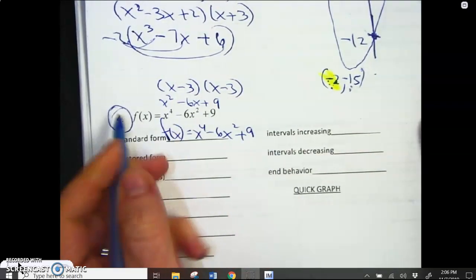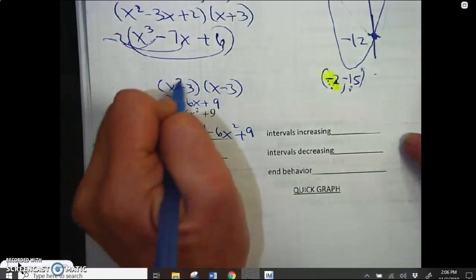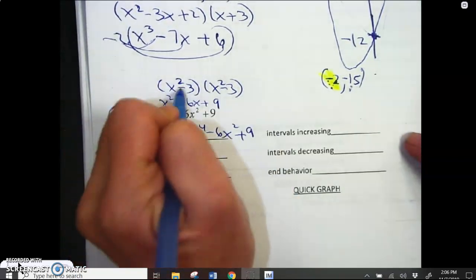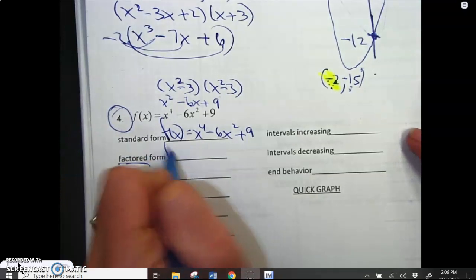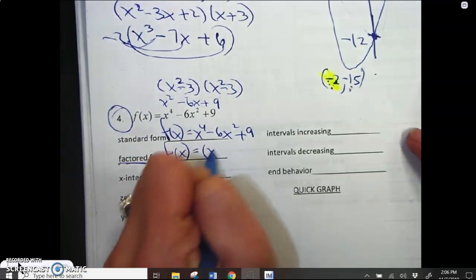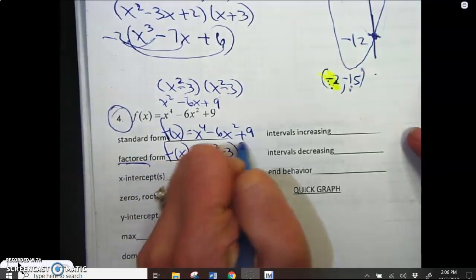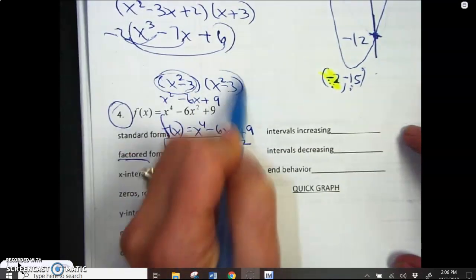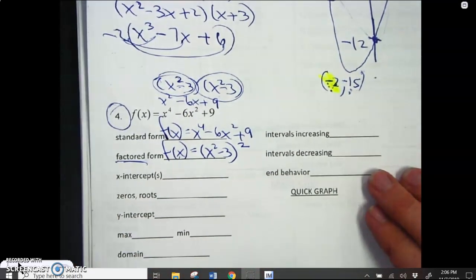If I have the same number, I need to write it. Well, that's really squared, but it's the same thing twice. So it's really f of x equals x squared minus 3 squared, because there's two of them. Will I mark it wrong? Yes, you'll lose a point.